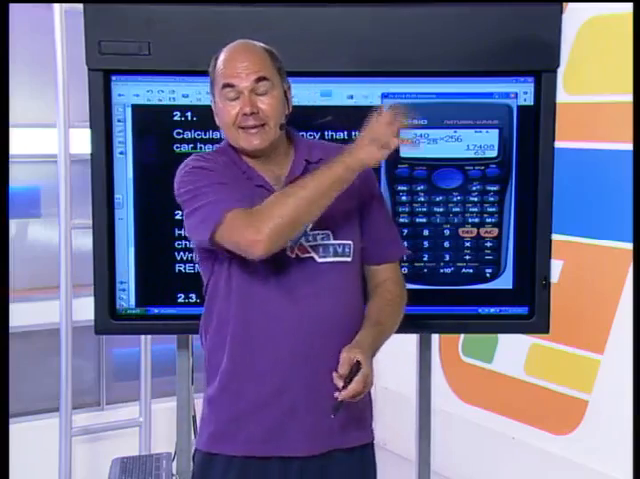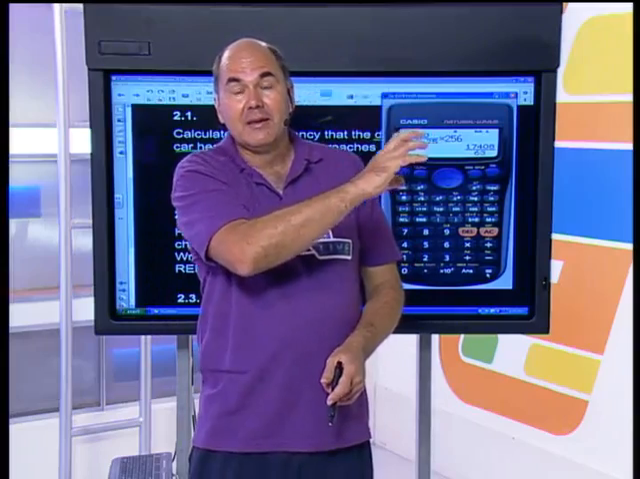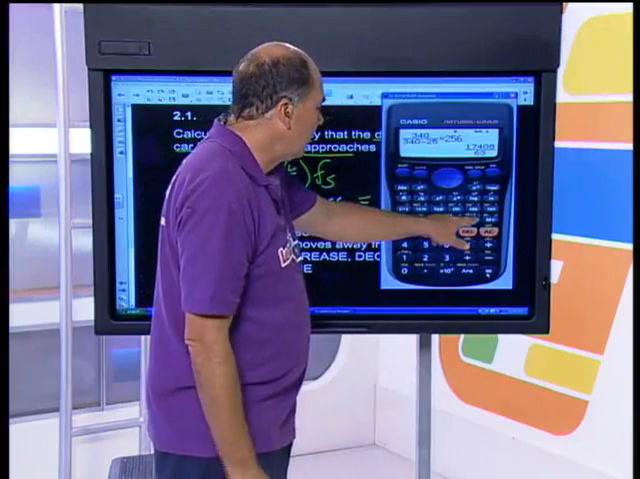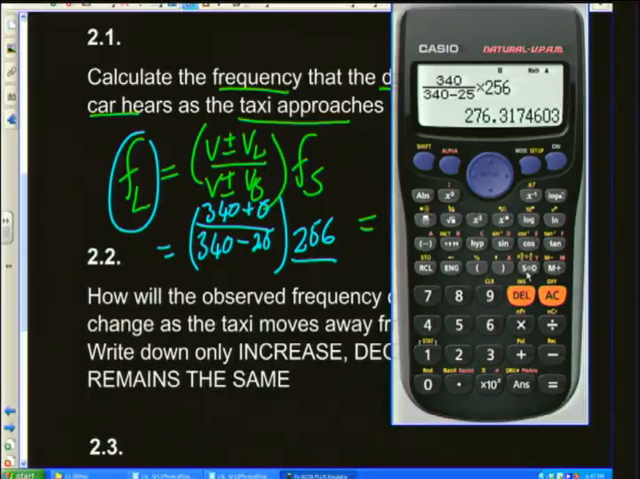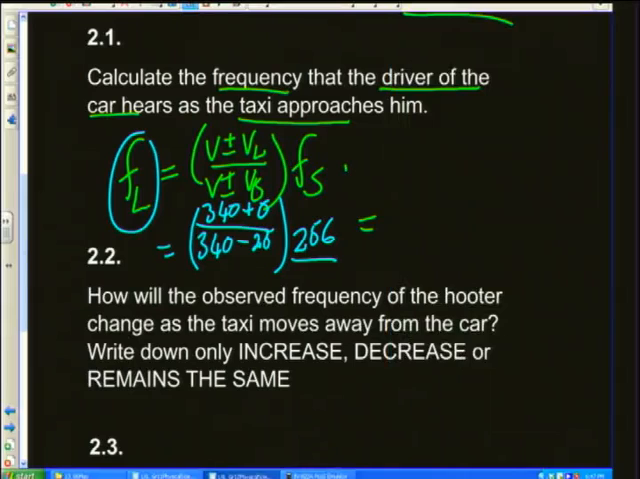I don't want it as a common fraction. Don't write this down on your exam paper. The examiners will not be happy with you. You've got to push the simple to decimal button, and it tells you 276,31. I'm going to round that up to 276,32. So 276,32, write in my answer, 276,32. And don't forget the SI units for frequency are hertz.